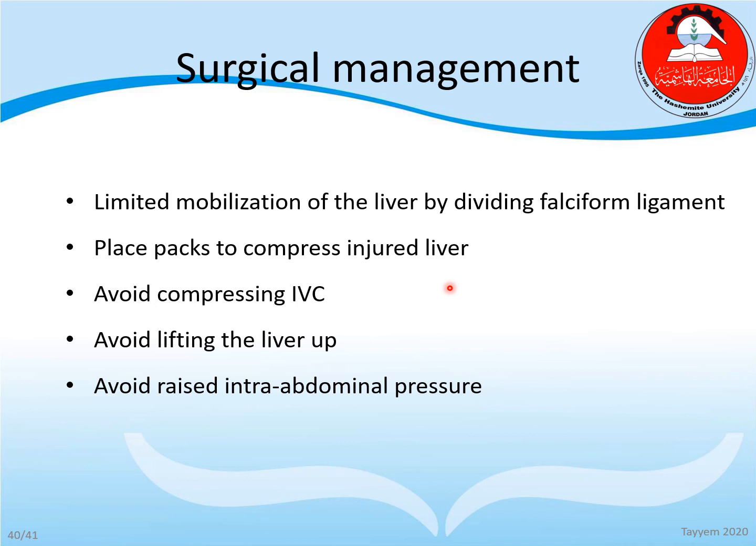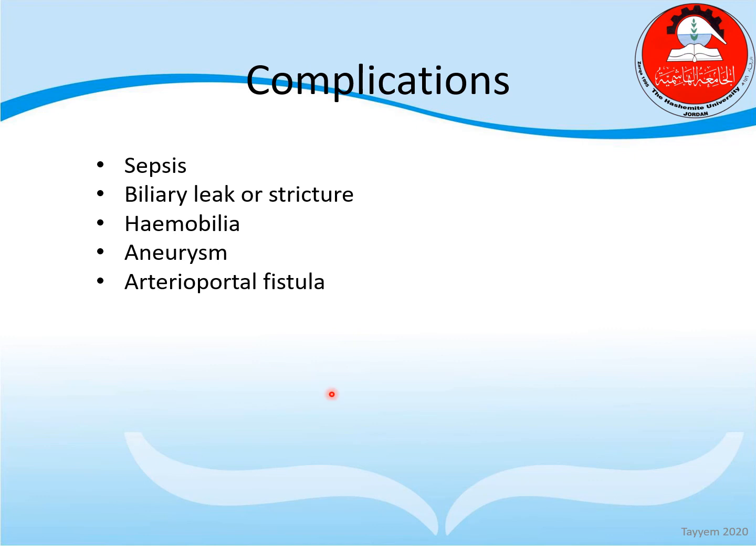You should always avoid compressing the inferior vena cava, avoid lifting the liver up, and avoid increasing the intra-abdominal pressure. Complications of liver injury include sepsis, biliary leak, stricture, hemobilia, aneurysm, and aortoportal fistula.